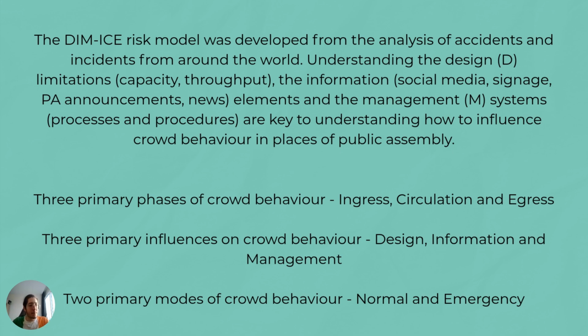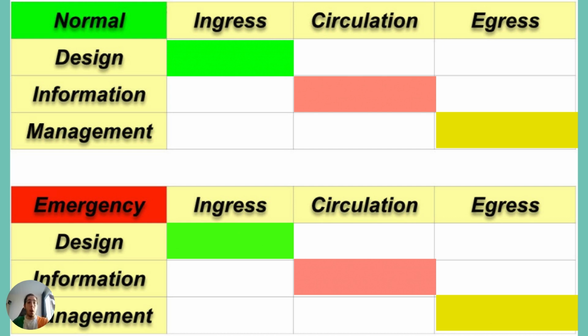The three primary phases of crowd behavior are ingress, circulation, and egress. This is going to be one axis of the analysis. Then the other one is going to be the three influences on the analysis, design, information, and management. Sorry, the three influences on the crowd. And then there are going to be two crowd states, normal and emergency. In this context, a matrix is created. On the top level, it's the three stages of an event, and then the three main influences on a crowd.